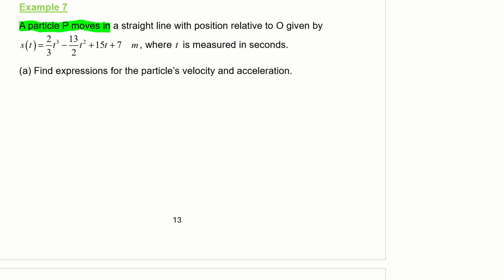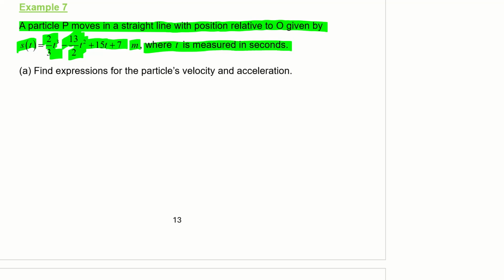A particle P moves in a straight line with position vector relative to O given by s(t) = (2/3)t³ − (13t²)/2 + 15t + 7 meters, where t is measured in seconds. Find expressions for the particle's velocity and acceleration.